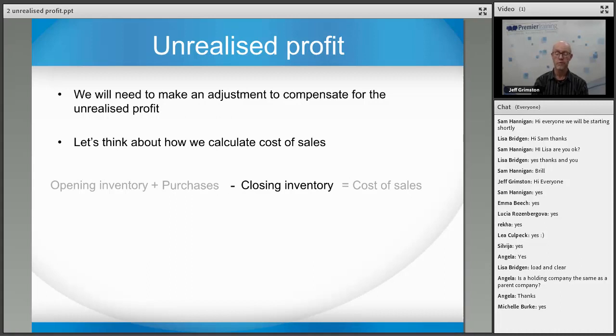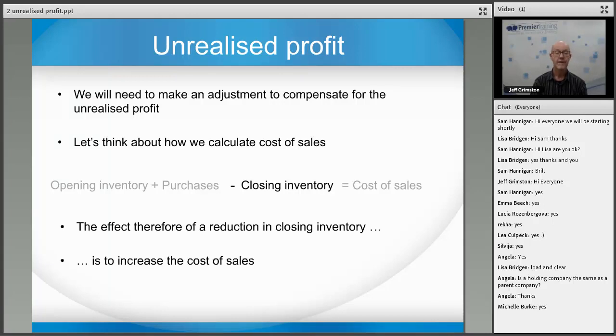Closing inventory, focus on that for a second. When we're calculating cost of sales, we subtract the closing inventory. So if the closing inventory goes down in value, we're subtracting a lower amount. If you subtract a lower amount, you are left with a higher amount. So the effect of a reduction in closing inventory is to increase the cost of sales.